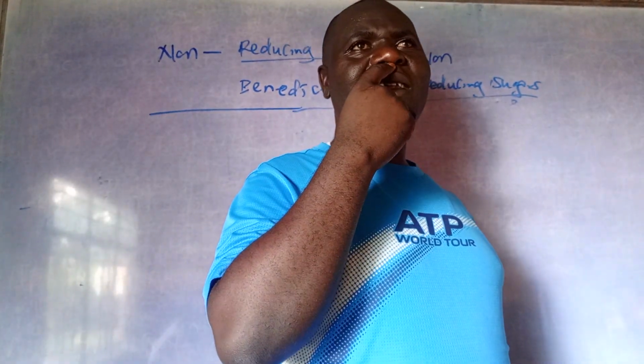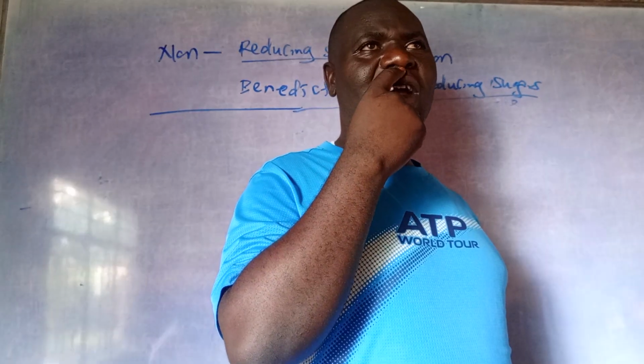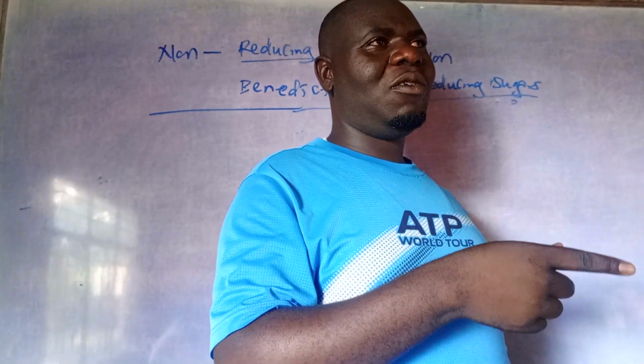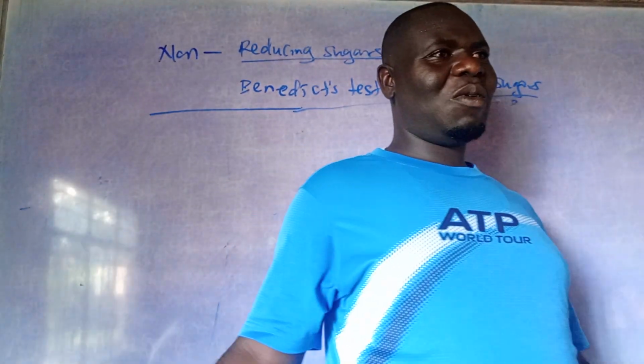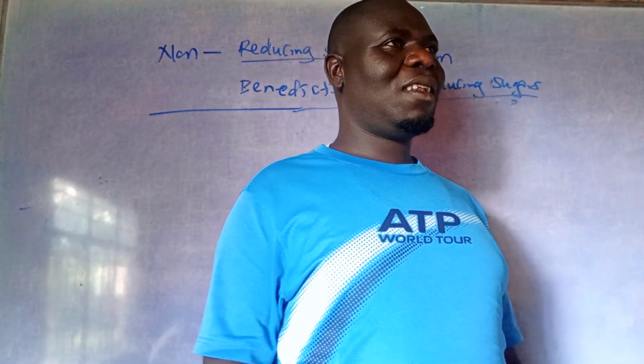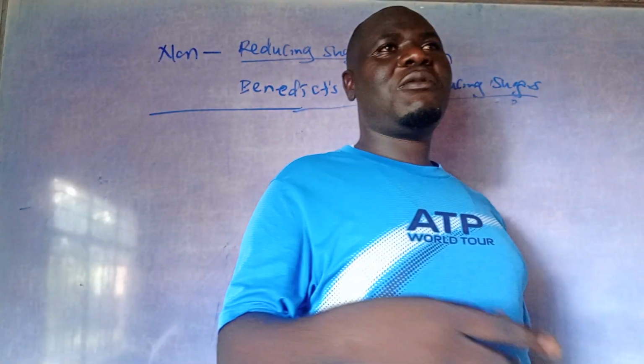First you test for reducing sugar. If you find it is absent, you test for non-reducing sugar. But if you find it is present, you don't test any further. You stop there. If reducing sugar is absent, you proceed. Now how do you proceed?